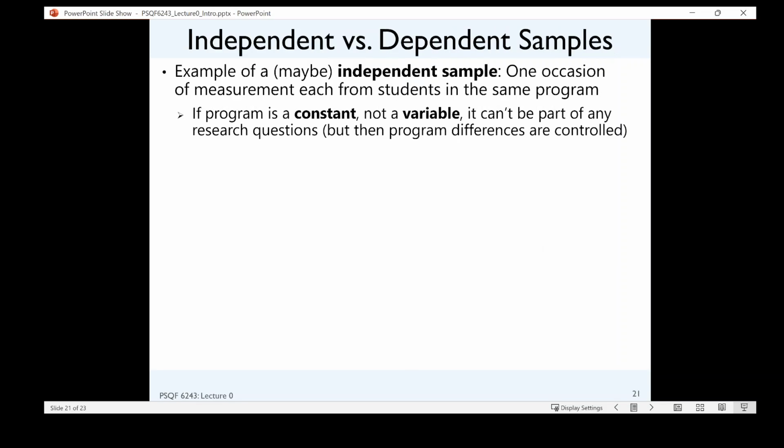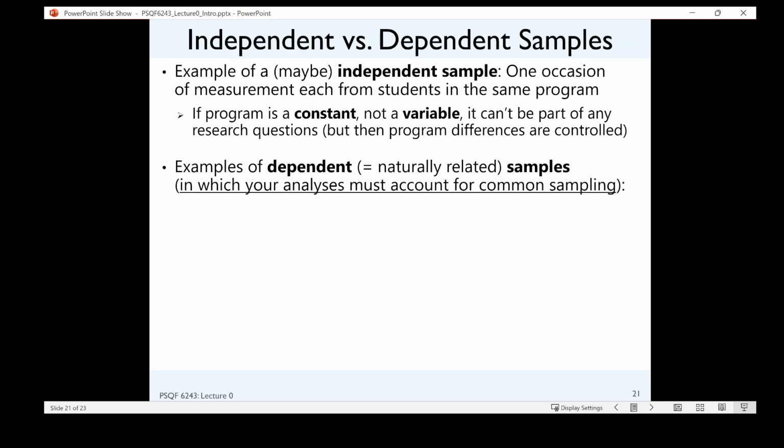So if we had, for instance, data from one occasion of measurement from students in the same program, then program is a constant. It is constant across all the people from that program, not a variable, so it can't be part of any research questions. But then you've controlled for differences between programs by not allowing them into your sample.